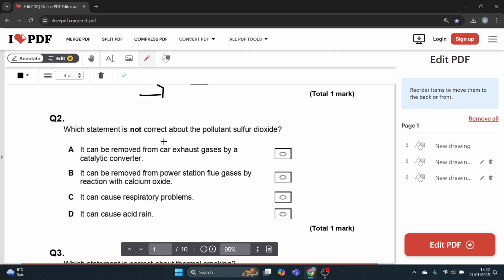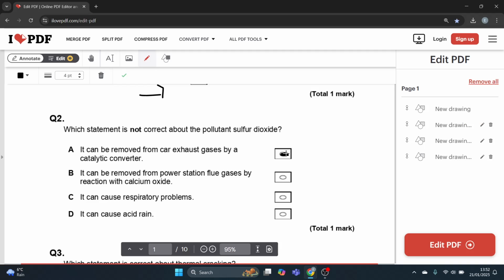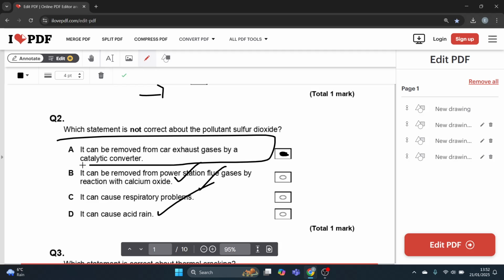Question 2, which statement is not correct about the pollutant sulfur dioxide? It can be removed from car exhaust gases by catalytic converter. That is not correct. The rest: power station by reaction with calcium oxide, yes. Cause respiratory problems, definitely. It can cause acid rain, yeah. It can't be removed from car exhaust gases by catalytic converter.